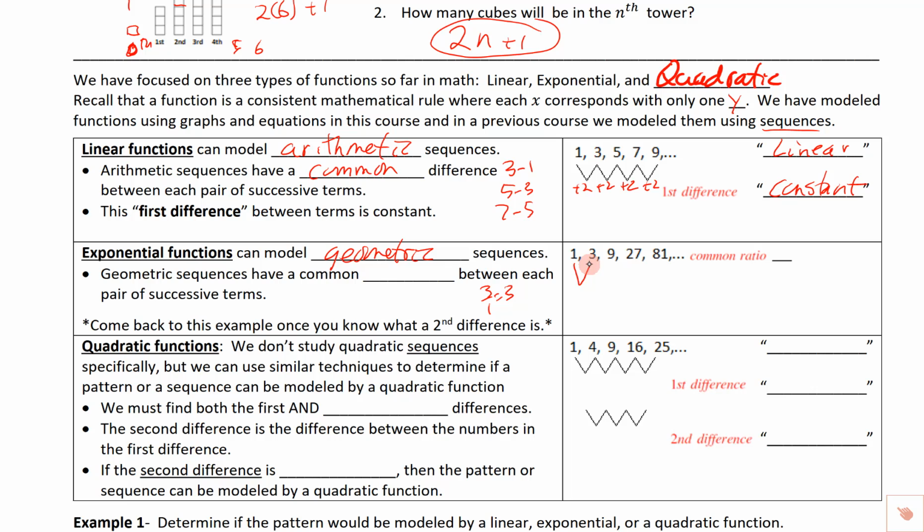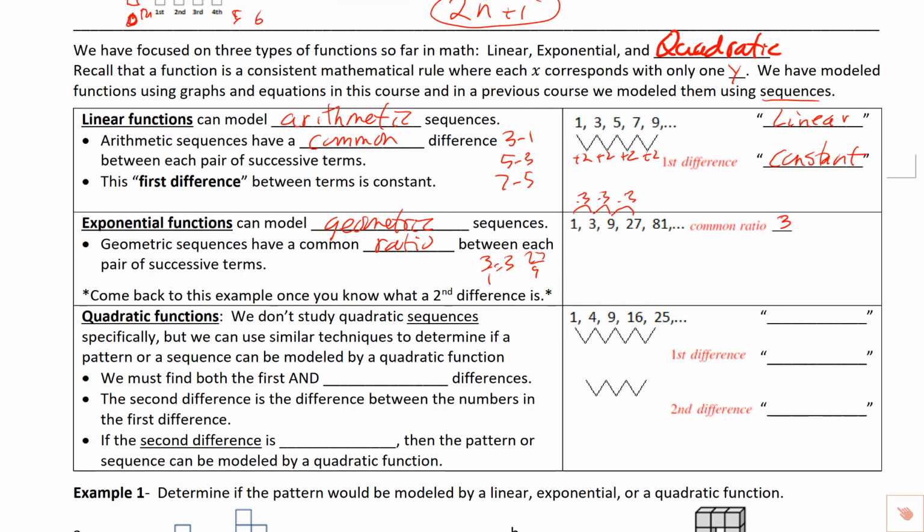So they don't have a common difference, so I'm not going to bother writing that right here. But we do times by 3 to go from here to here, times by 3 to go from here to here. If I take 27 divided by 9, that ends up being 3. So the common ratio on this one is a 3. So again, it's called a common ratio. And that's the ratio between every successive pair of terms. Again, I take 1 divided by the one before it. Now we're going to come back and we're going to look at each one of these. This one in particular, once we know what a second difference is.